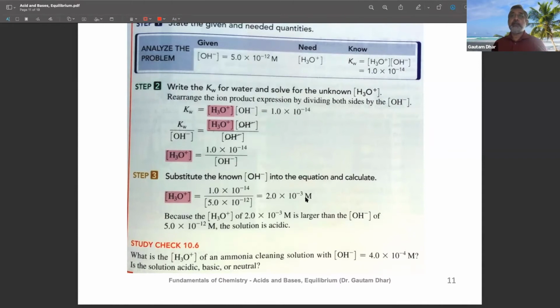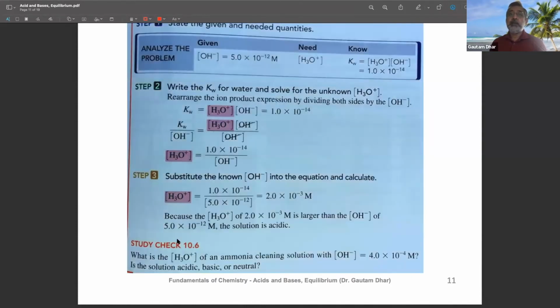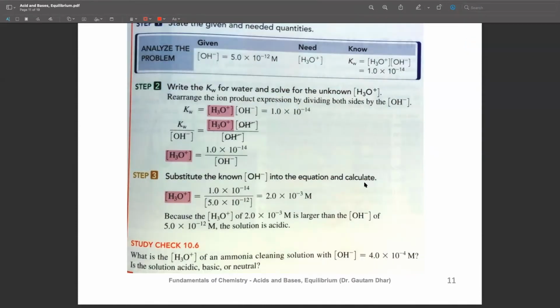Now, the OH minus concentration was 5.0 times 10 to the power minus 12, and the H3O plus is 2.0 times 10 to the power minus 3. Which one is greater, 10 to the power minus 3 or 10 to the power minus 12? 10 to the minus 3, no? Yes, that's greater. With negative exponents, the smaller the negative, the greater the value. So the H3O plus concentration is higher, and the solution is going to be acidic.